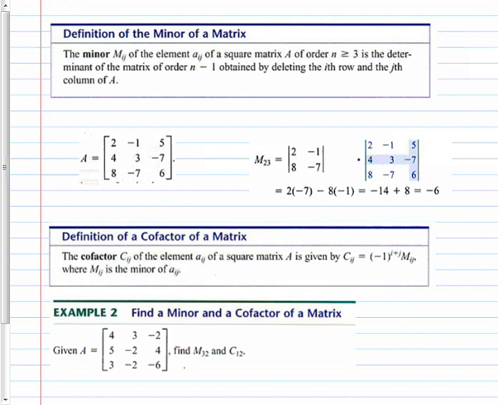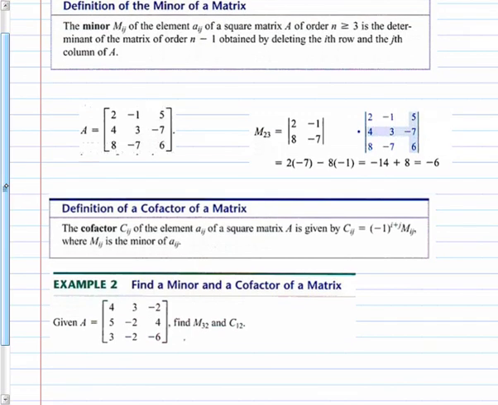What about a 3 by 3 matrix? Not the same thing, unfortunately. You can't just multiply down that diagonal and subtract coming up because you miss some stuff. So in order to learn how to do that, we learn about things called minors and cofactors.